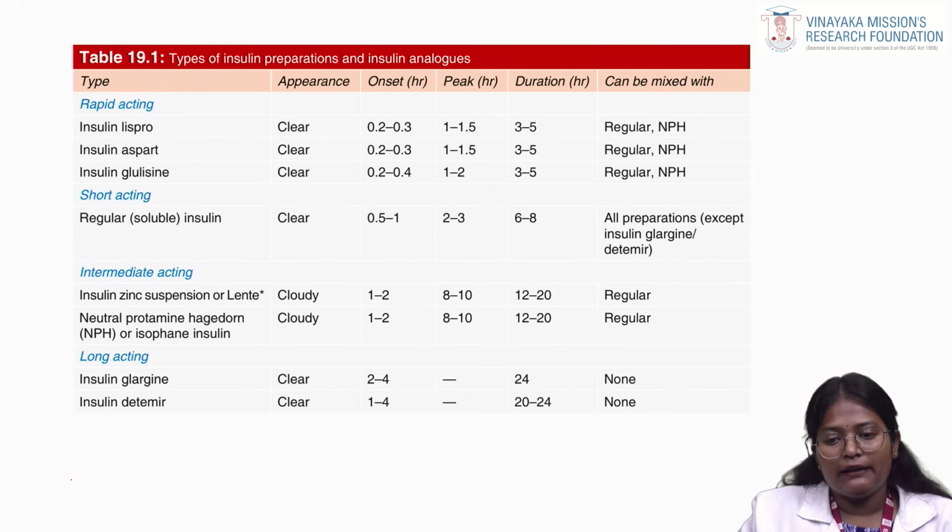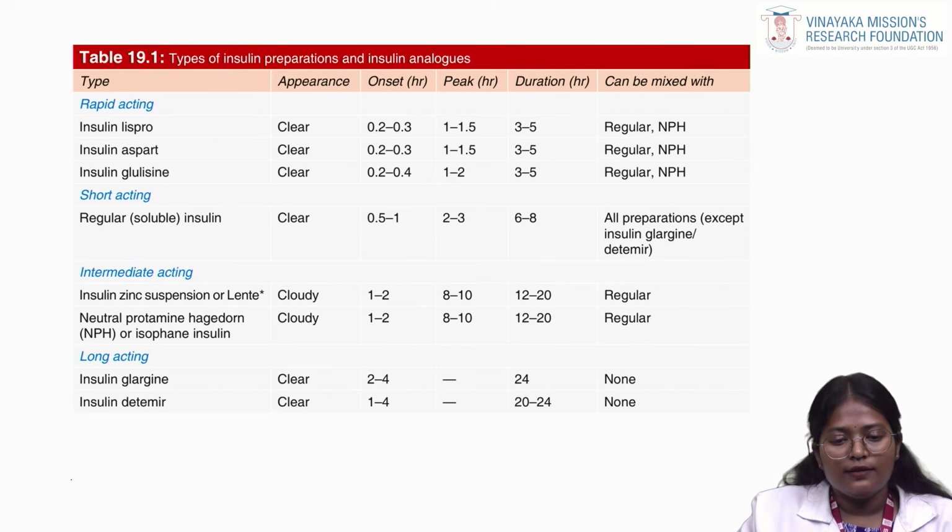Next, intermediate acting. So both are similar. Insulin zinc suspension or lente, and neutral protamine Hagedorn or isophane insulin, both are cloudy, so that is they are opaque. It will not be a clear solution or see-through solution. So 1 to 2 hours onset, 8 to 10 hours peak time, 12 to 20 hours duration. It can be mixed with regular insulin.